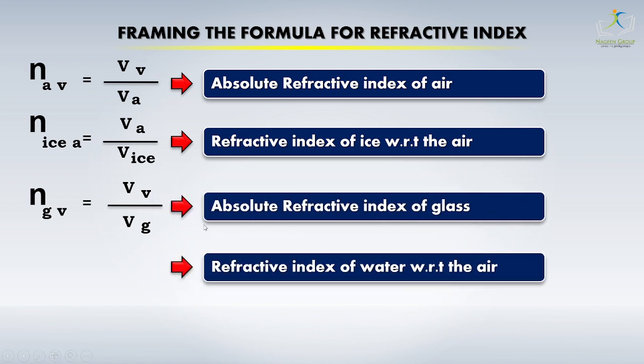Now find the refractive index of water with respect to air. We need to find out the refractive index of water with respect to air. So first we write down velocity of air divided by velocity of water, right? It's velocity of air by velocity of water. Now you can find out the refractive index of oil with respect to air, which is equal to velocity of light in air by velocity of light in oil. So here we have the refractive index of oil with respect to air.